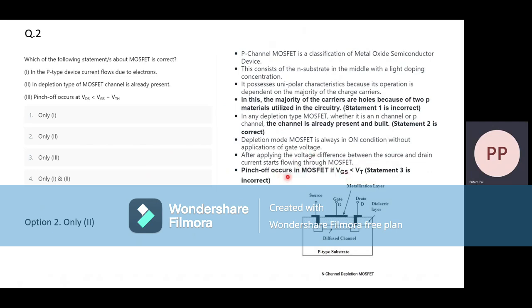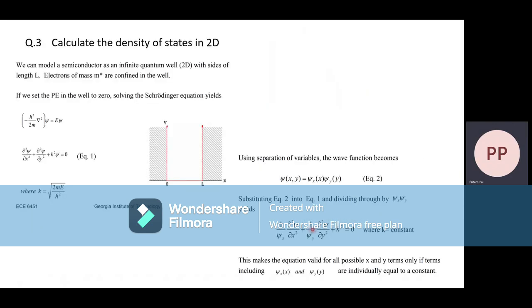Okay. So pinch off occurs in the MOSFET if VGS is less than VT. So with this, I have to say statement three is also correct, right? As I already mentioned, this is the n-channel depletion type. In the earlier slide, I showed you the working of the n-channel enhancement type MOSFET. Now this is the n-channel depletion type MOSFET. You can see this is the diffused channel in between, and both ends are n-type. Okay. So option two is correct, right? Now let's move on to the next thing.